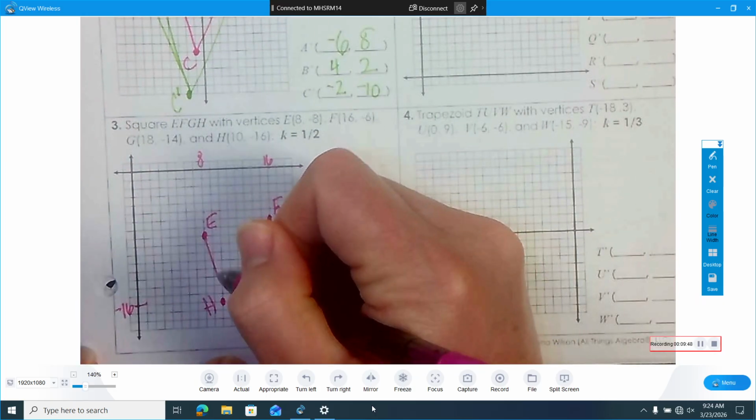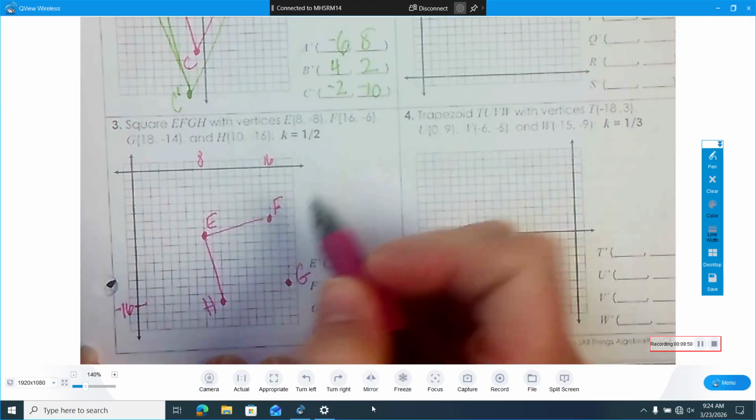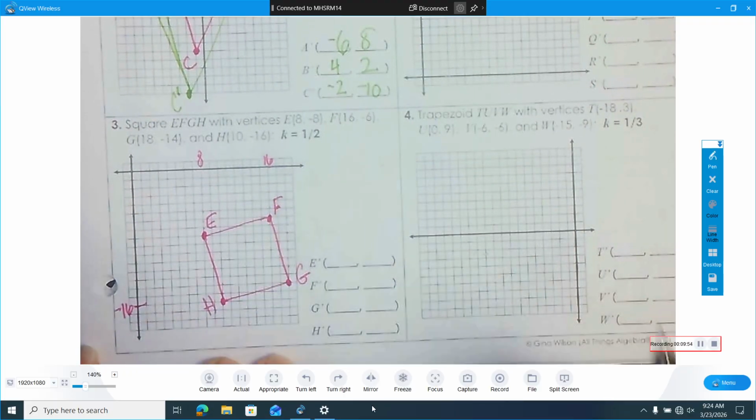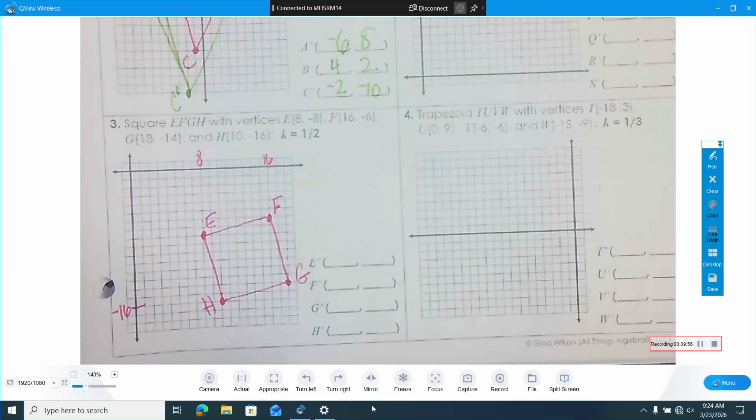All right, so I graphed my figure. Did you guys graph yours? Counting is so hard, isn't it? It's like the hardest thing. It's really interesting to watch babies learn to count. It takes so long.